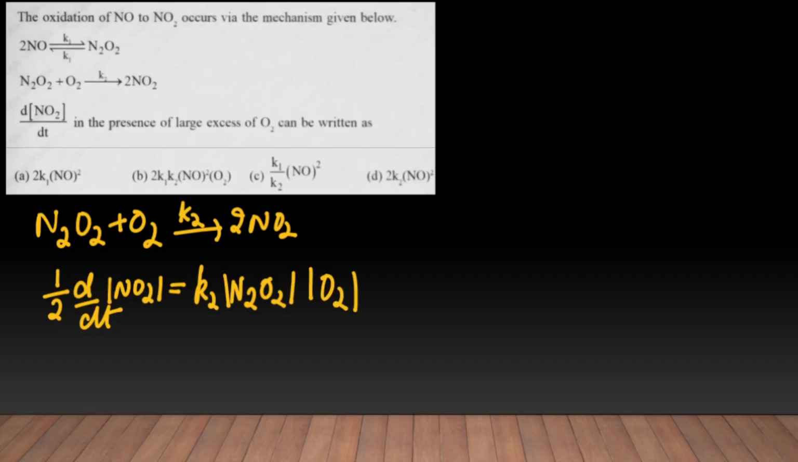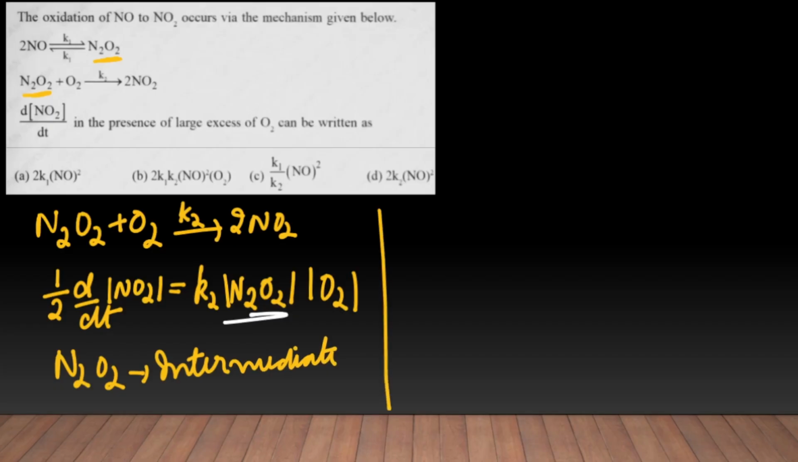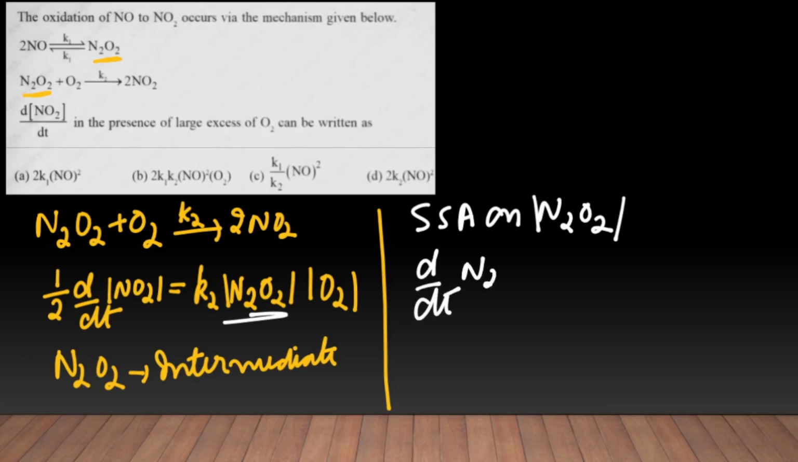Now this N2O2, you can see it is formed in the first reaction and consumed in the second one. So this N2O2 is your intermediate. And the final rate expression can never be in terms of the intermediates. We have to eliminate it. So for that we make use of the steady state approximation on this N2O2. That means d[N2O2]/dt will be equal to 0, right?